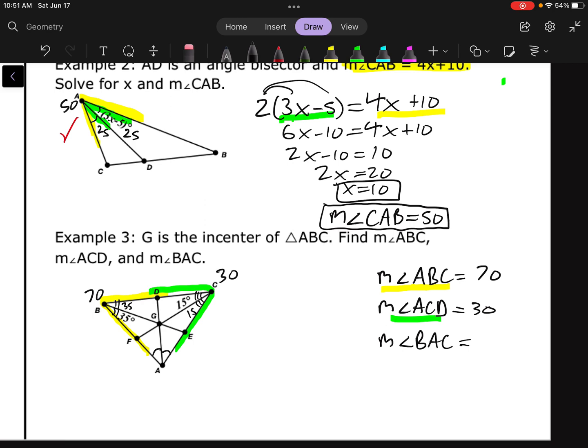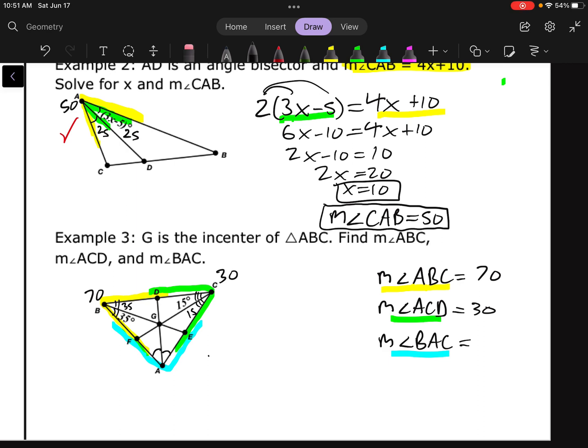Okay. And then we want BAC. Now, BAC is this big angle over here. Okay. So to do this, we're going to kind of ignore all the lines on the inside. We know what angle B is. It's 70. We know what angle C is. That's 30. Or the big angle B, right? ABC and BCA are 70 and 30. And all three big angles, the ones that I've highlighted, that's the triangle sum theorem, right?